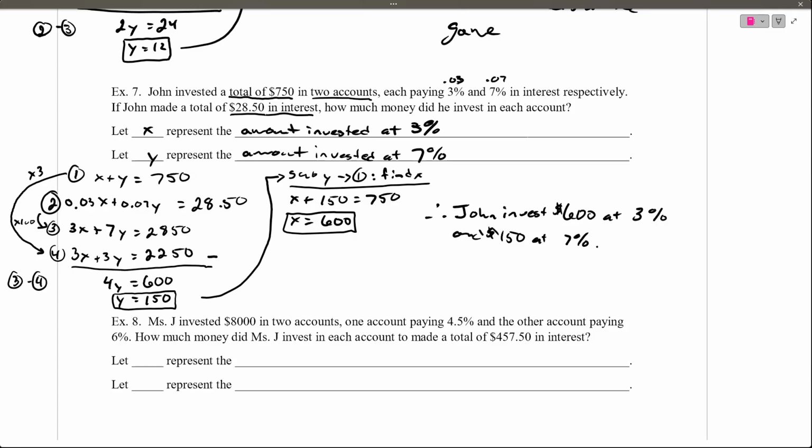Okay. So it's really just the same problem again, but now we're just looking at the numbers a little bit differently because they're percentages instead of just simply quantities. It's some percentage of it.